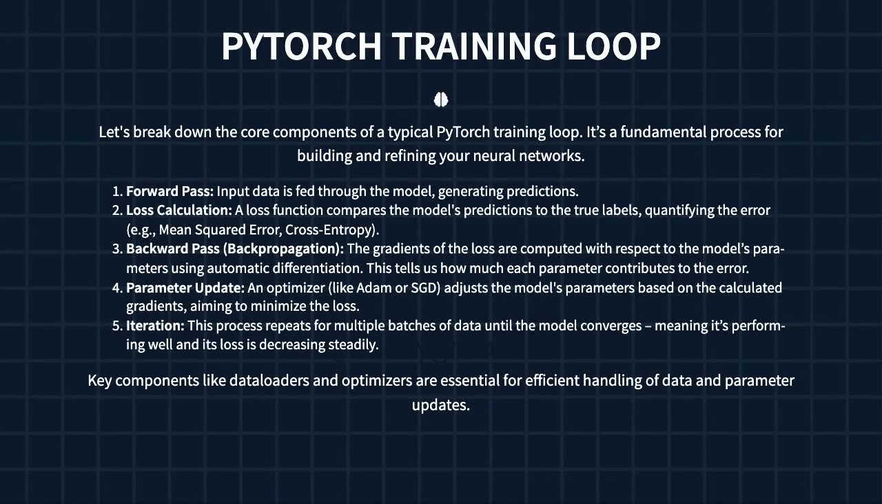Okay, so let's talk about what goes on inside a PyTorch training loop. It's really a cycle of improving your model's predictions. First, you feed some input data into the network. That's the forward pass. Then, we figure out how wrong the model is by comparing its output to the correct answer, using something called a loss function. Next comes backpropagation. It calculates how each part of the model contributed to that error. Finally, an optimizer tweaks the model's parameters based on those gradients, essentially adjusting the knobs until the predictions get better and better. We keep repeating this process with different batches of data until our model starts performing really well.